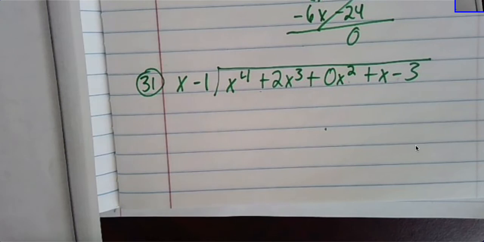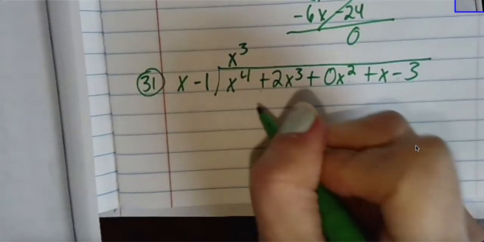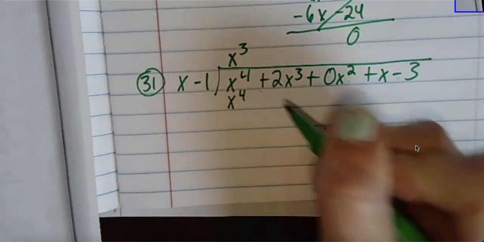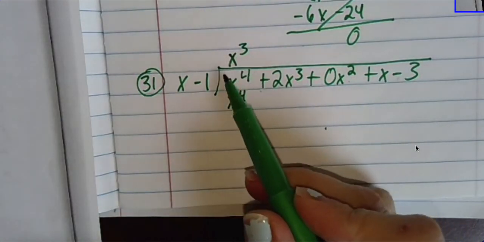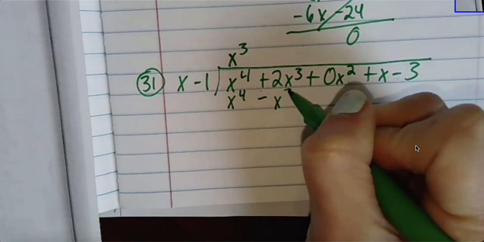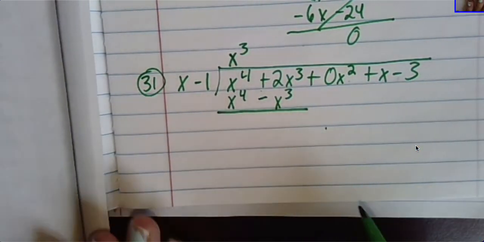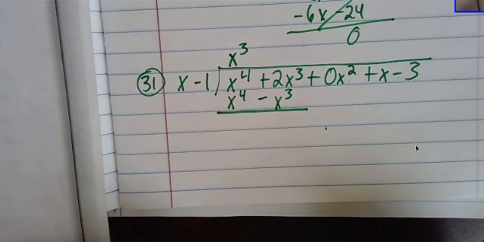All right. Now, what times x is x to the fourth? X to the third. So when I multiply those, it would give me x to the fourth. And x to the third times negative 1 is negative 1x to the third. But I told y'all this time I'm not putting the 1. You can, but some people don't like that.